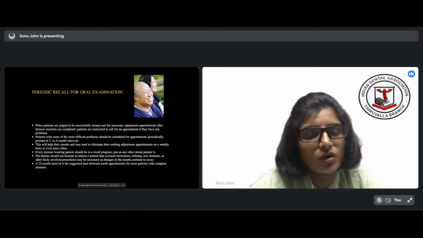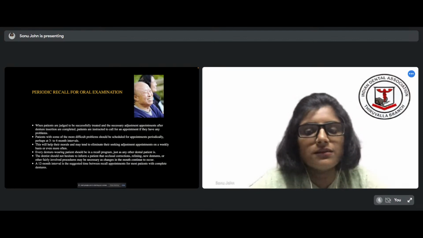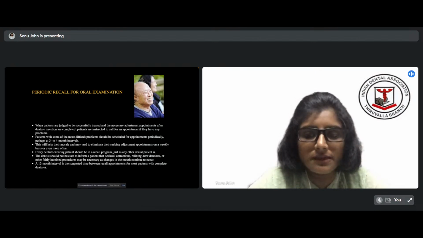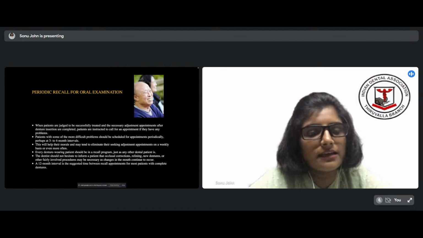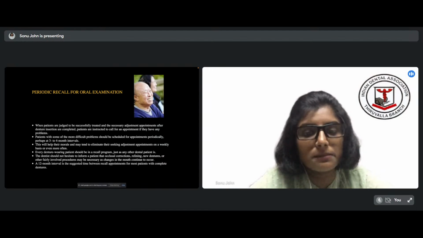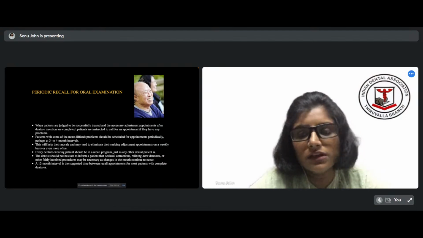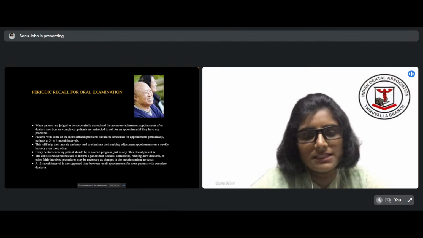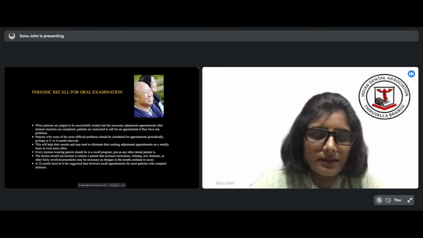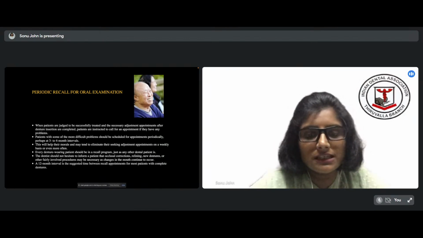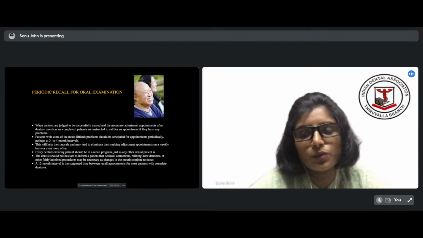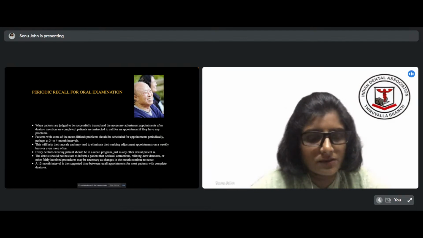The dentist should not hesitate to inform a patient that occlusal corrections are required. Sometimes you'll have to reline the denture. Sometimes even a new denture should be created, and other fairly involved procedures may be necessary as a part of the whole denture insertion process. A 12-month interval is the suggested time between recall appointments for most patients with complete dentures.